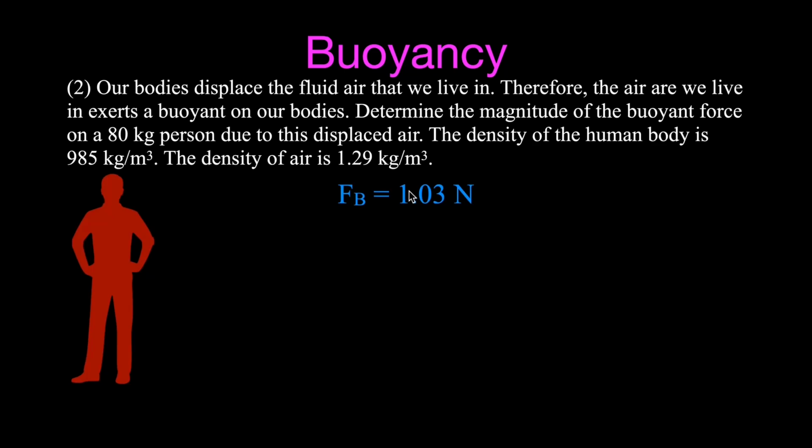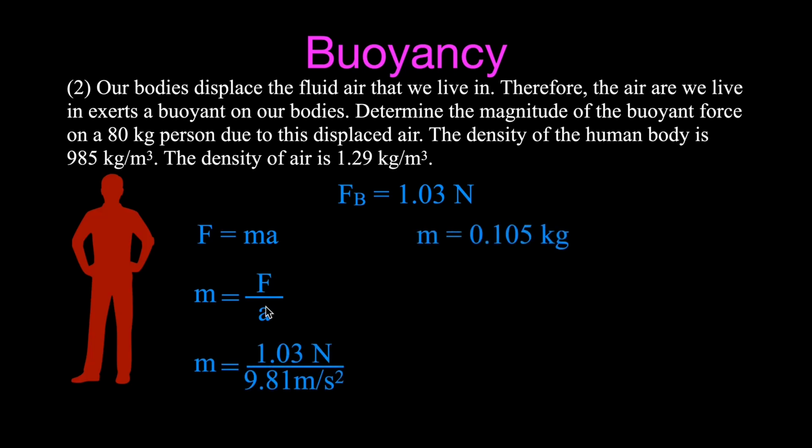Okay, this is the buoyant force in newtons, and we can get the mass of that amount of weight due to gravity by taking Newton's second law. The mass is equal to the force divided by the acceleration. This force is due to gravity, therefore the acceleration is 9.81, and we get the mass is 0.105 kilograms, which is like 105 grams. How many pounds is that?